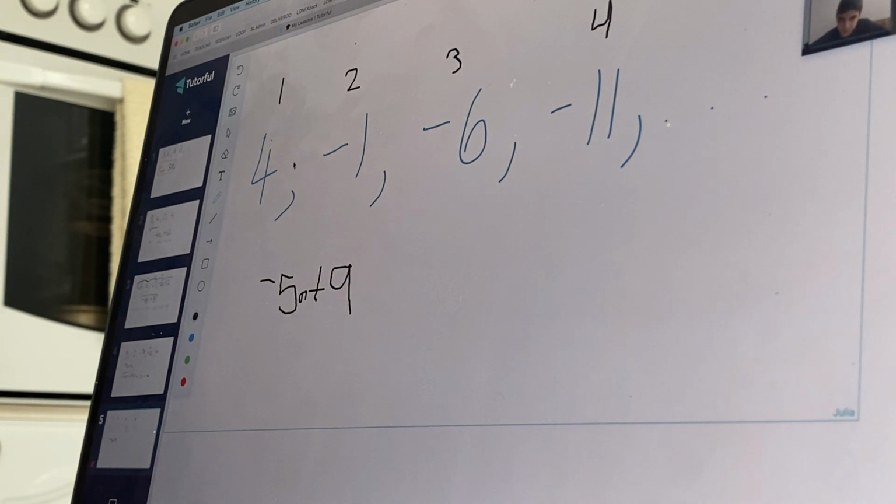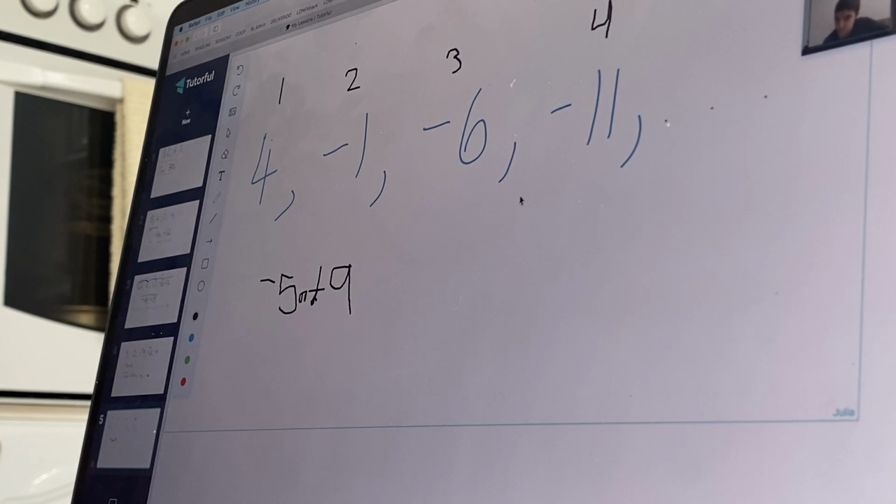We take away 5, 1, 2, 4 times. 4. Yeah, exactly right. So we take 5 away for every term we have in the sequence. So if we're going for the nth term, we have to take it away n times. Okay, so let's start by finding the 5th term here. What's the 5th term going to be?